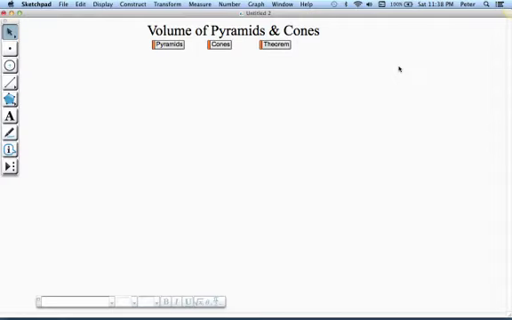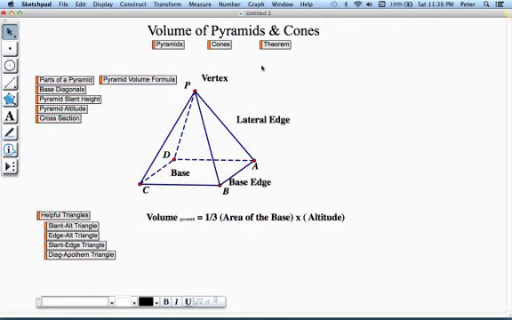Just as prisms and cylinders are closely related for their formulas for surface area and volume, pyramids and cones are closely related as well. Let's start off looking at pyramids first, and we'll introduce the formula for the volume of a pyramid.